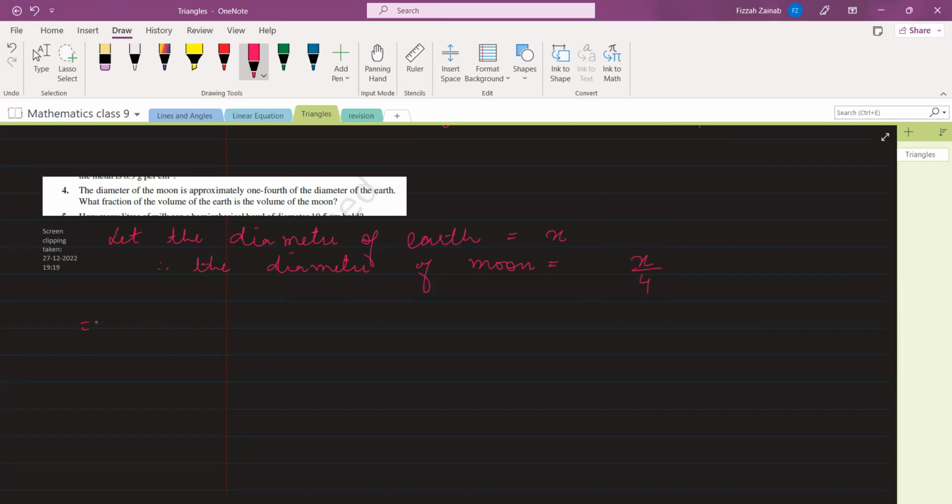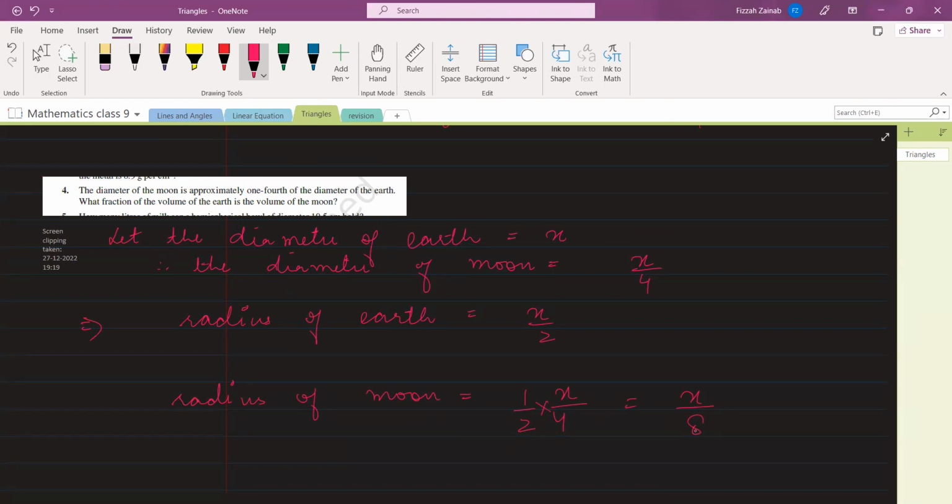So this implies that the radius of earth will be x by 2 and radius of moon will be, so it was x by 4 and then divided by one more 2, or you can say half of x by 4, right? So it will be x by 8. Clear?